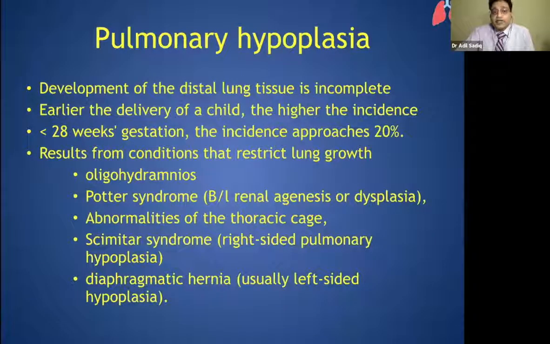In pulmonary hypoplasia, the development of the lung tissue distal to the point of the bronchus is incomplete. The earlier the delivery of the child, the more premature the child, the higher the incidence, so much so that at less than 28 weeks of gestation, the incidence is almost 20%. It can also be secondary to certain factors that restrict growth, like Potter syndrome, anomalies of the thoracic cage, like hemivertebrae, or the Scimitar syndrome again, or even a diaphragmatic hernia, usually left-sided.